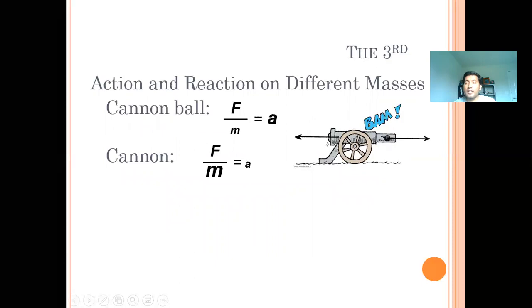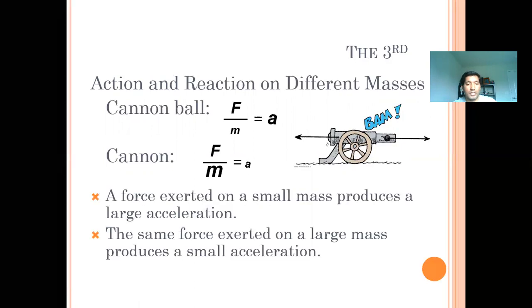That's why we see the cannonball moving rapidly. Its acceleration is very large, but the cannon is not going back as much in comparison to the cannonball. This is because of the ball's small mass, but the force is acting in the opposite direction with the same magnitude. Okay, a force exerted on a small mass produces a large acceleration. The same force exerted on a large mass produces a small acceleration.